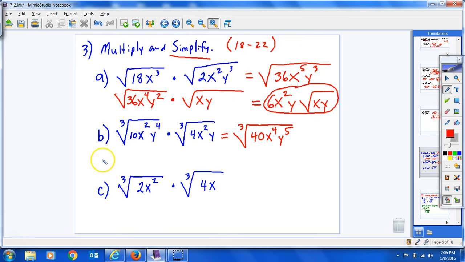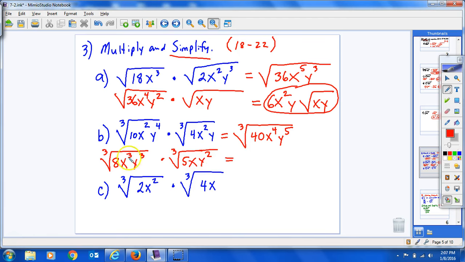Okay, so my two radical factors: I'm going to use the cube root of 8, perfect cube, times the cube root of 5, not perfect cube. That gives me the cube root of 40. Okay, 3 doesn't divide into 4 evenly, so I'm going to have to write x to the third, which is a perfect cube, times x to the first. Y to the fifth, 3 doesn't divide into 5 evenly, so I'm going to write y to the third, perfect cube, times y to the second.